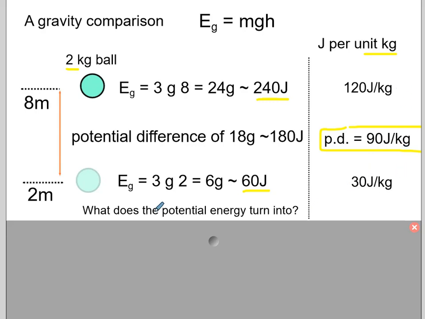So from our energy unit, what does that potential energy turn into? So if we have this 180 joules, well, it turns into kinetic energy. It's a moving object, so it goes from being suspended in the air to moving.